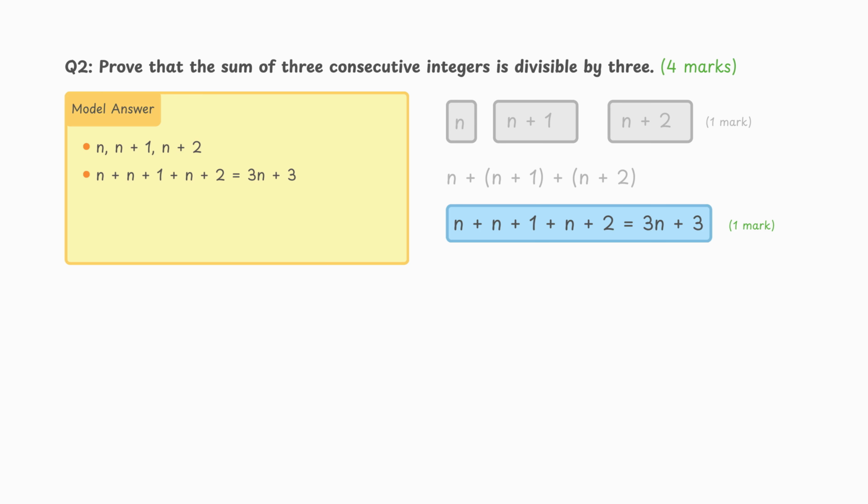Now step 3, factorize. We take out the common factor from 3n plus 3. Both terms share a factor of 3, so we factorize to get 3 multiplied by (n plus 1). This earns 1 mark.